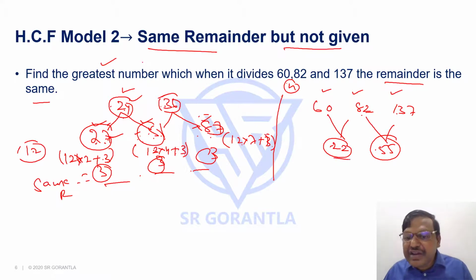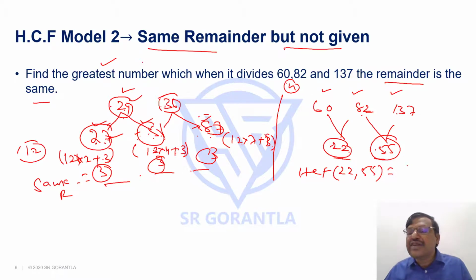So what is the greatest number that divides 22 and 55 means I have to find the HCF of 22 and 55. Because HCF is the highest number that divides each of them. So it's obvious HCF of 22 and 55 is 11. So 11 is the greatest number that divides these two exactly, and 11 is the greatest number that divides these three with the same remainder.